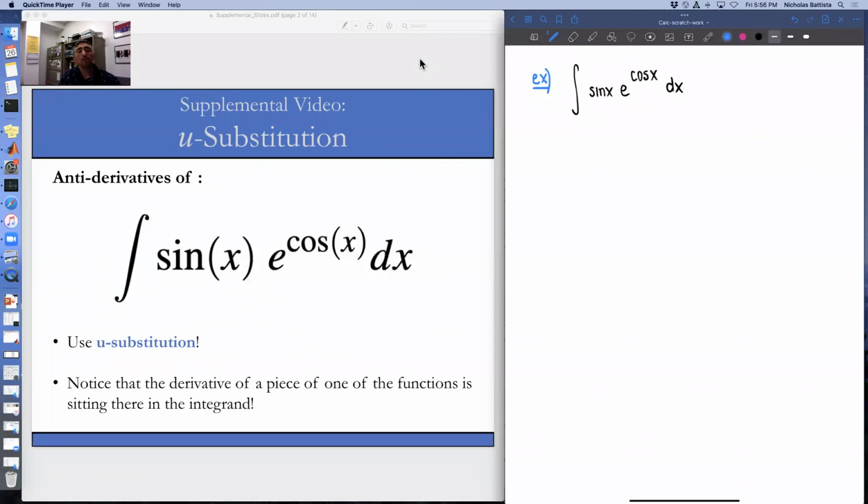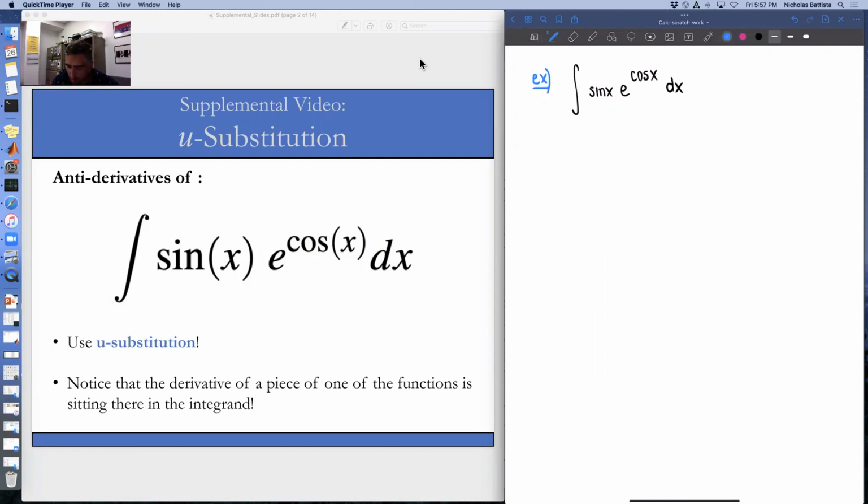In this example, we're going to apply u-substitution to help us find an antiderivative of sine of x times e raised to the cosine of x. Now, this looks like a pretty complicated integrand, but before we jump into it, I just want to remind us of a few things about u-substitution.